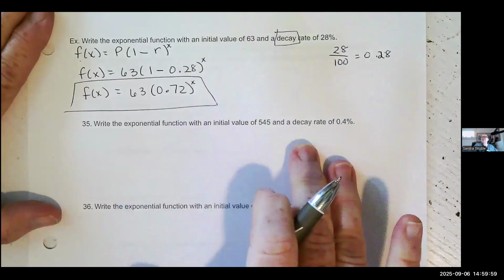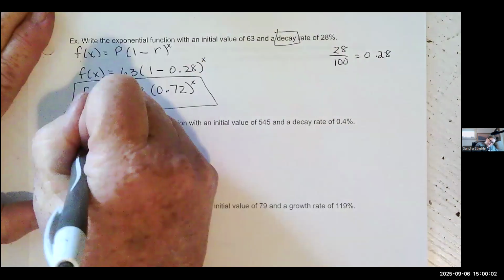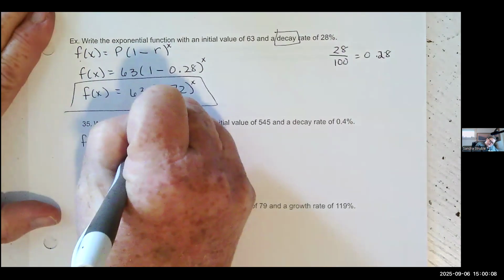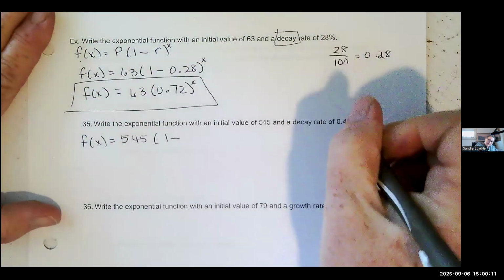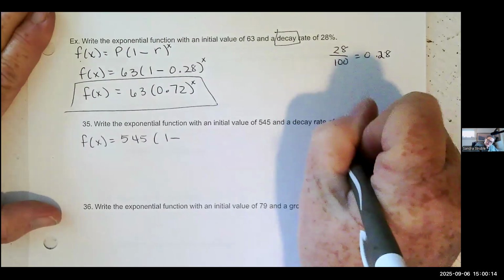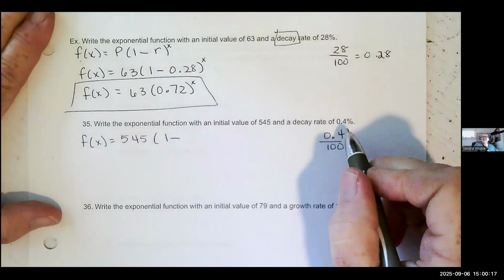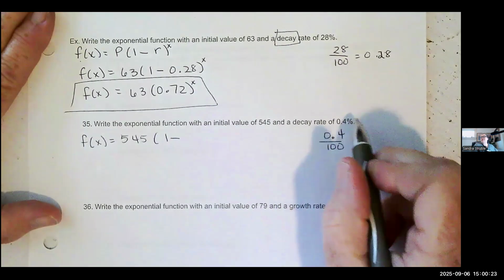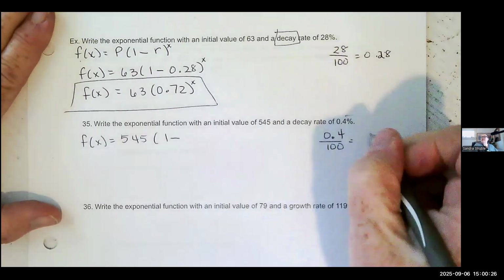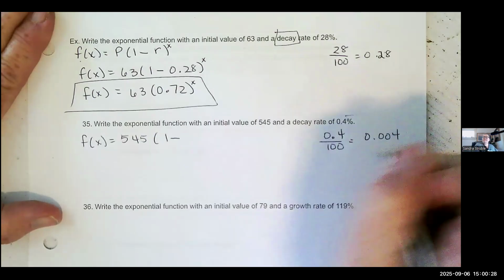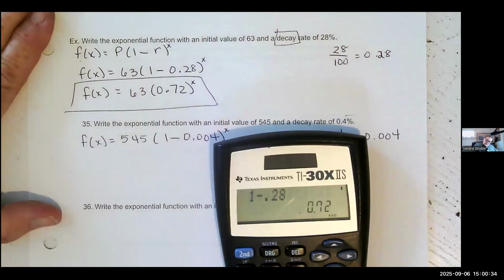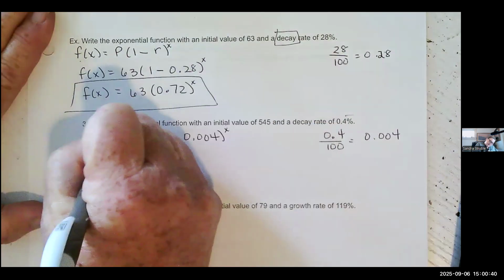Pause the video, do this next one yourself, and then come back and see how you did. We have an initial value of 545. We know it's decaying, so it's subtracting 0.4%. So 0.4 divided by 100. Don't assume that's already in decimal form. It's not. It has a cute little percent symbol, so you need to get rid of it by dividing by 100. Once you divide by 100, that percent symbol, poof, goes away. Okay, and this just makes it 0.004 to the x. So 1 minus 0.004 is 0.996. That's all I have to do to simplify this.